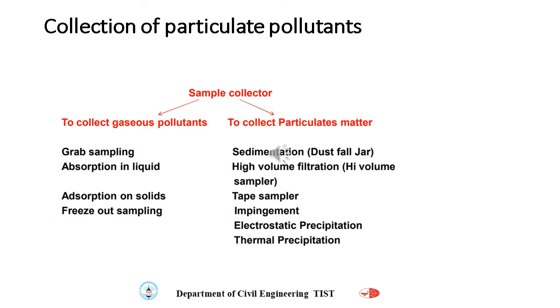Sample collector. There are two different collectors to collect the gaseous pollutants and to collect particulate matter. The gaseous pollutants and the sedimentation and high volume particulate matter collection were already discussed in the last section. In today's section, we are going to see tape sampler, impingement, electrostatic precipitation, and thermal precipitation.